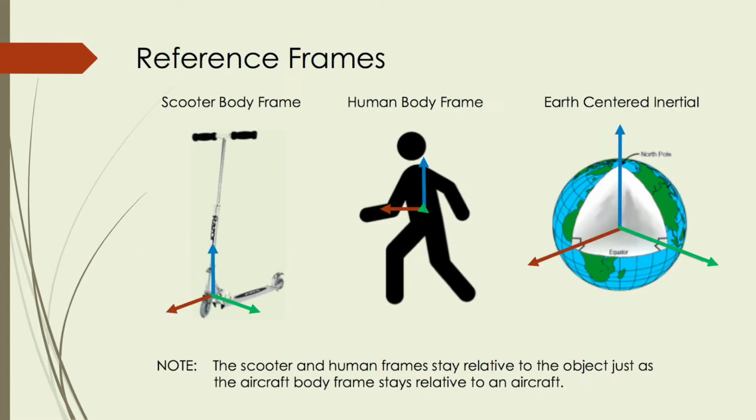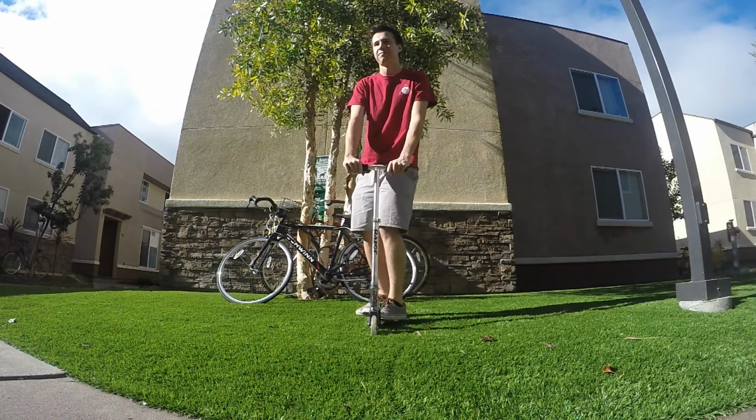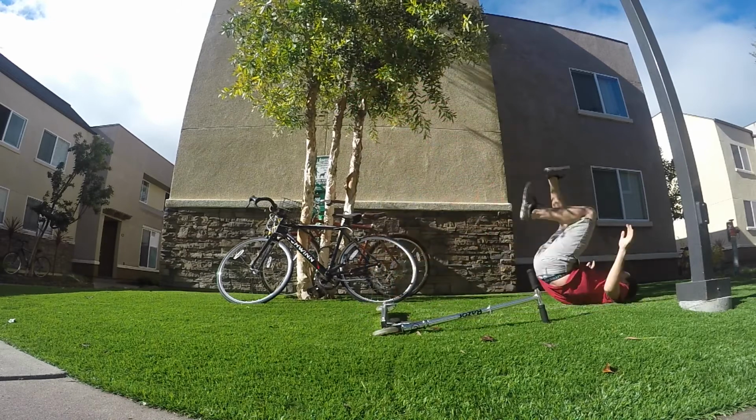You can see that there are 3 reference frames in these pictures: Earth-centered, which is the inertial reference frame, body frame, and scooter frame. You can see here what occurs when you don't run the closed-loop PID system. There is no correction for change in the angle, and you would end up falling over.